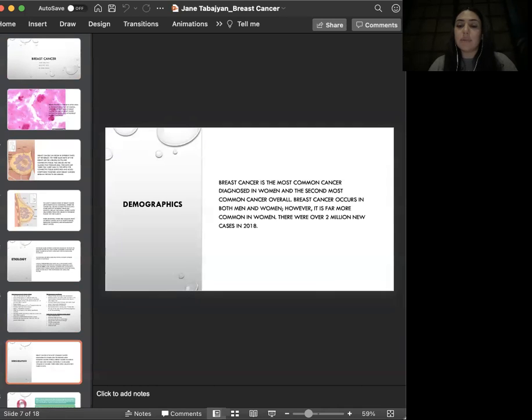This disease is known to be the most common cancer diagnosed in women and the second most common cancer overall. Yes, breast cancer can occur in men and women, but it is far more common in women. In 2018 alone, 2 million new cases were reported.